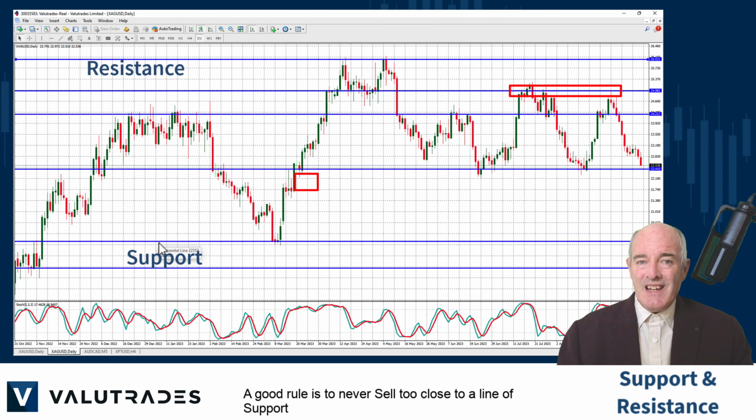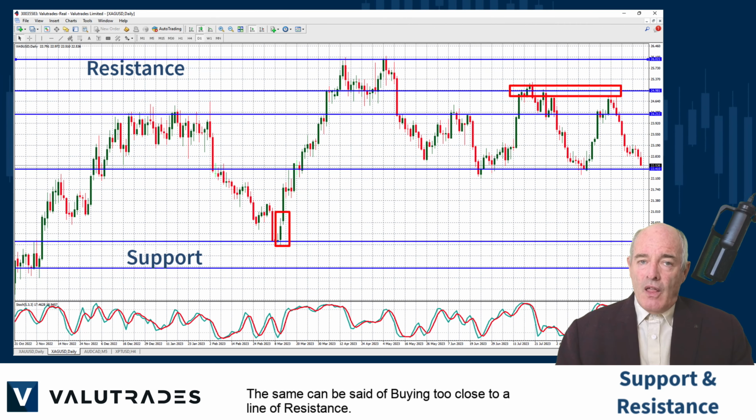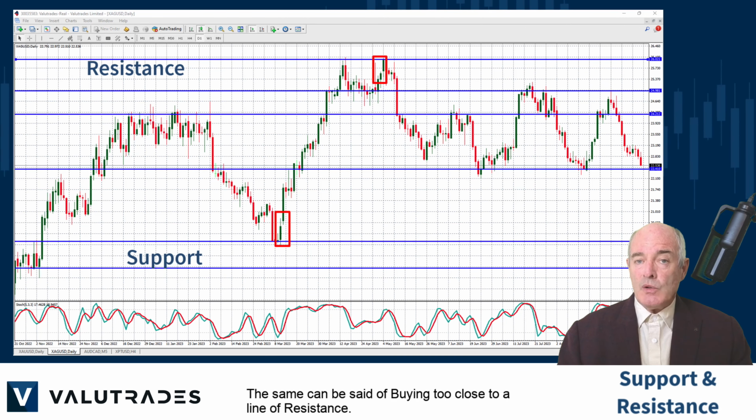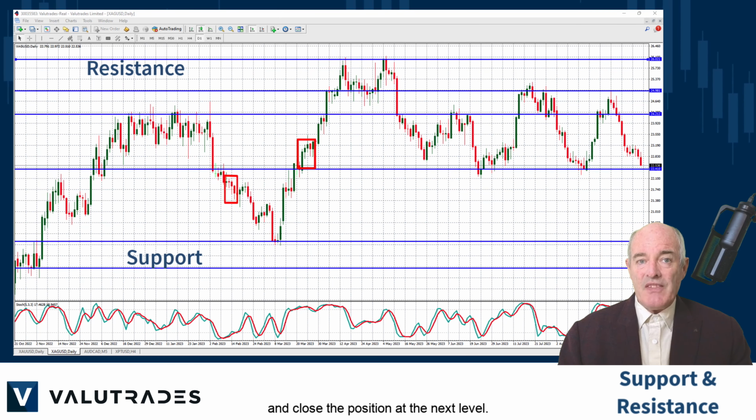A good rule is never to sell too close to a line of support because price action could bounce and your position will be stopped out. The same can be said of buying too close to a line of resistance. Good traders will be patient and either wait for the bounce or wait for a break of support or resistance and close the position at the next level.